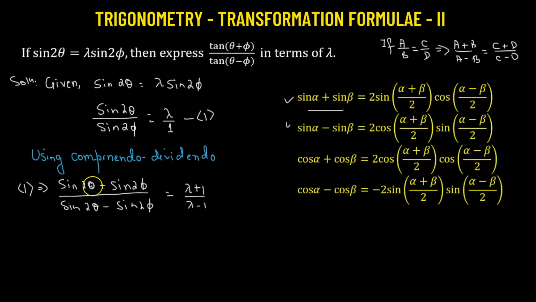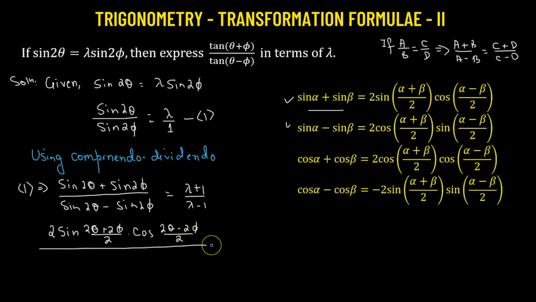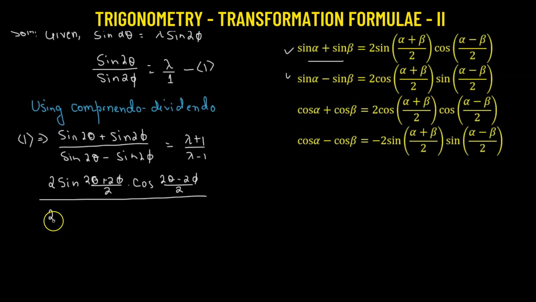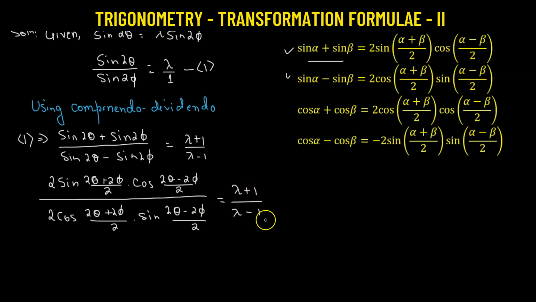We'll treat 2 theta to be alpha and 2 phi to be beta, such that we get 2 times sine of angle 2 theta plus 2 phi divided by 2, multiplied by cosine of angle 2 theta minus 2 phi divided by 2, whole divided by 2 times cosine of angle 2 theta plus 2 phi divided by 2, multiplied by sine of the angle 2 theta minus 2 phi over 2. This will equal lambda plus 1 divided by lambda minus 1.